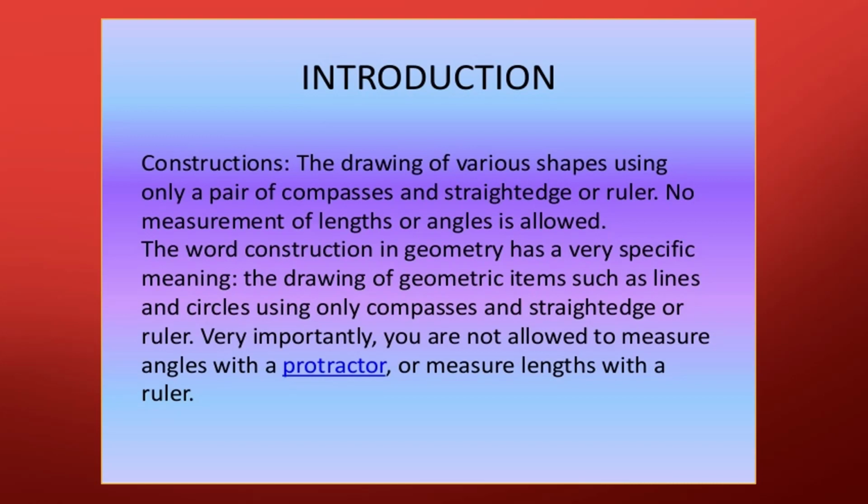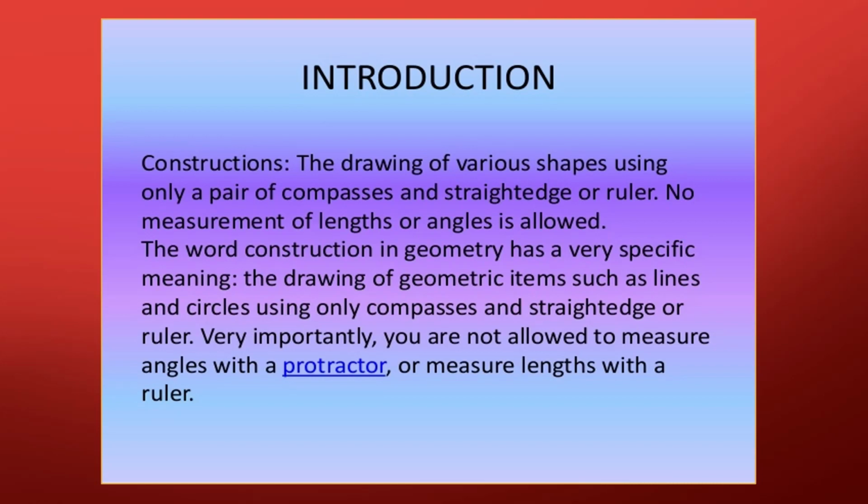Construction is a process of drawing a geometrical figure by using only two instruments, an ungraduated ruler, also called a straight edge, and a compass. However, for drawing a geometrical figure with given measurements, we make use of a graduated scale and a protractor also. The drawing of various shapes uses only a pair of compasses and a straight edge or ruler. No measurement of length or angle is allowed.